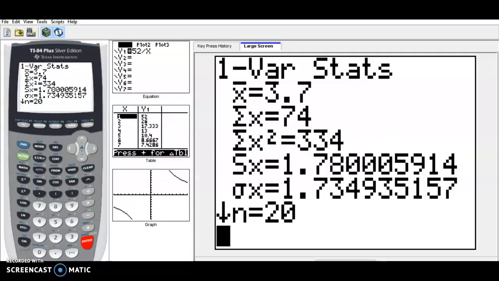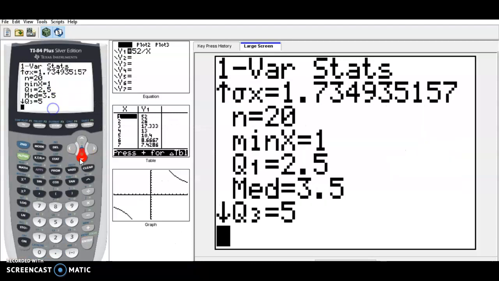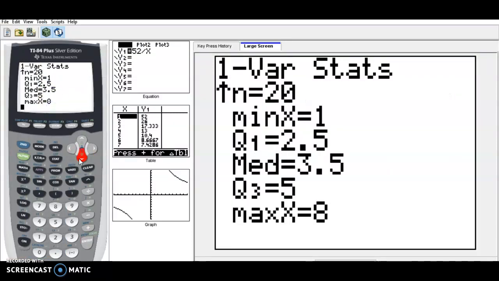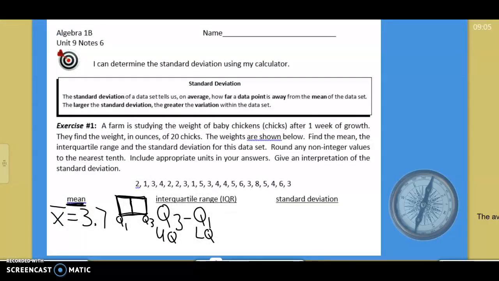All right, let's take a look at those. Does the calculator give us that information? Well, if we scroll down a little bit, it will. It says that Q3 was 5, Q1 was 2.5, and the median was 3.5. So it gives us all of that if we wanted to actually make a box and whisker plot, which is pretty cool. So we're just going to do 5 minus 2.5, and it turns out that 5 minus 2.5 is in fact 2.5.